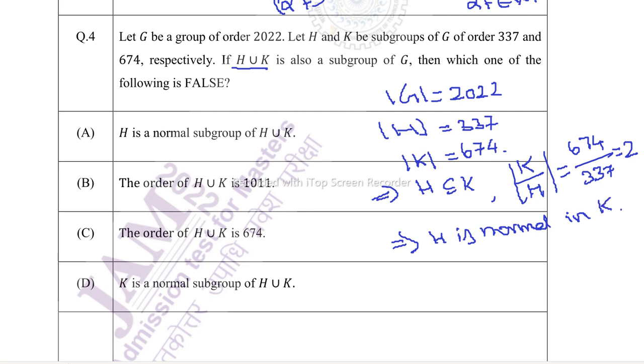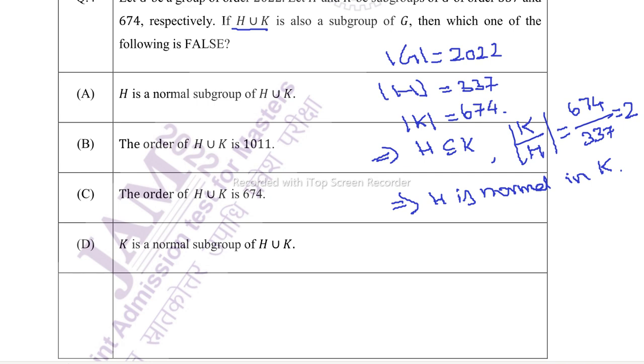So now we can easily eliminate the question. Look at the thing. They're asking which of the following is false. The false one is B, because they say that the order of H union K is 1011. But what is H union K?